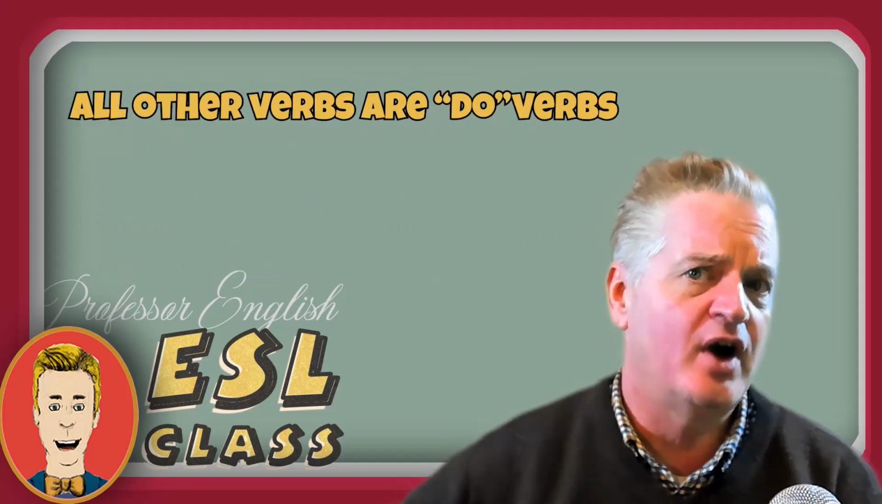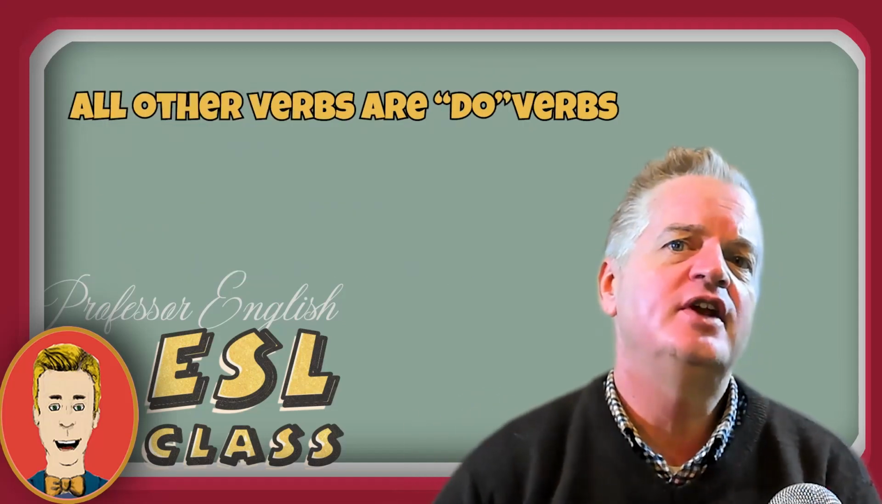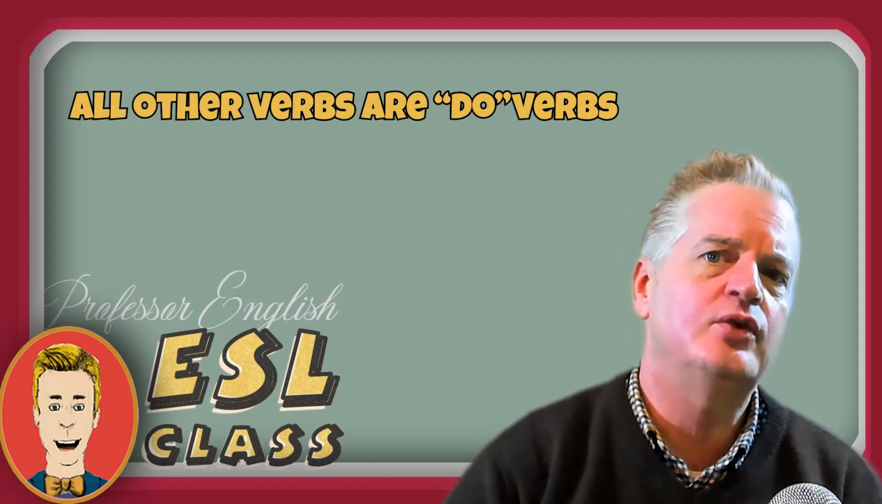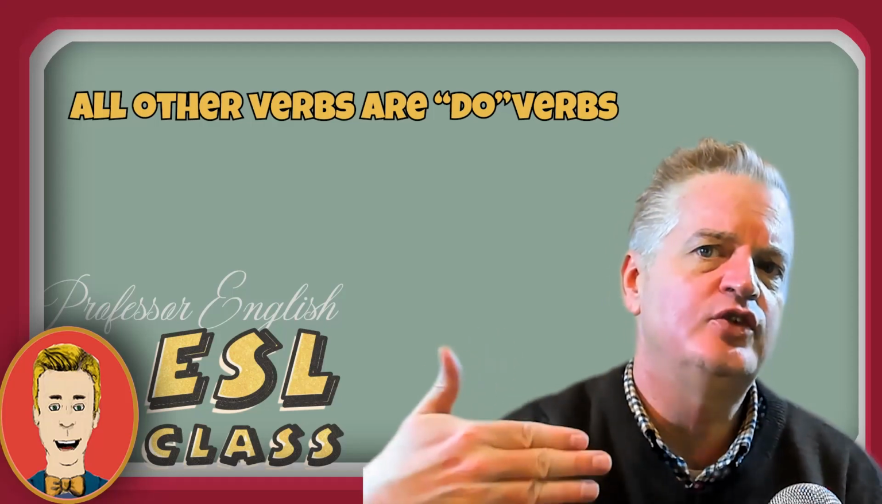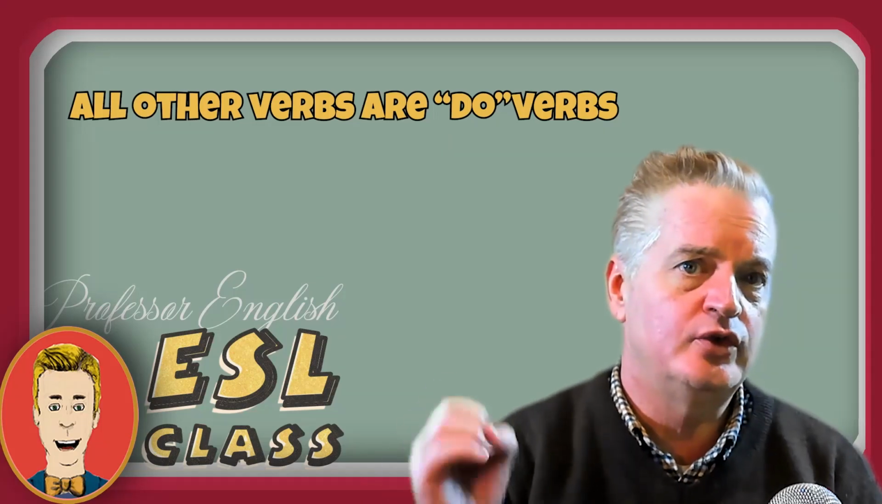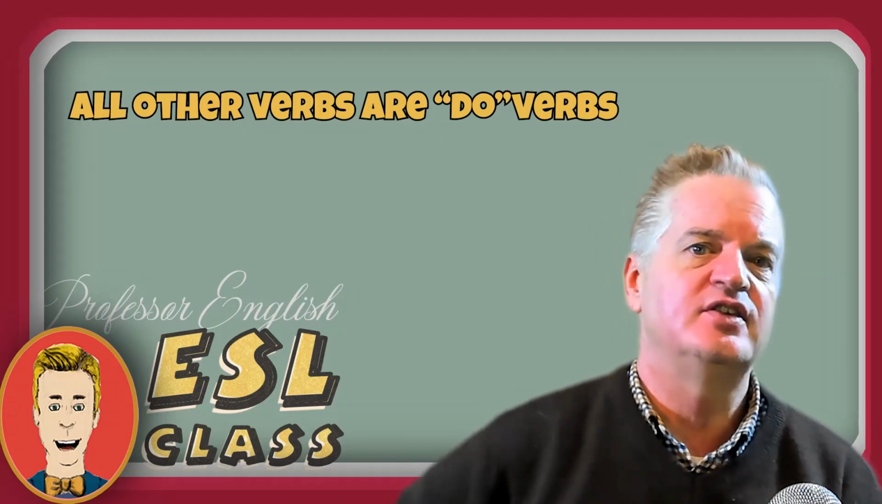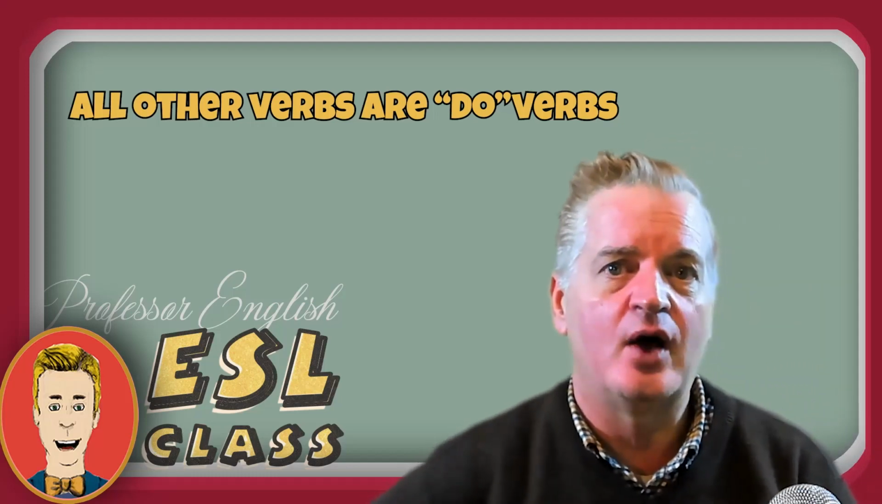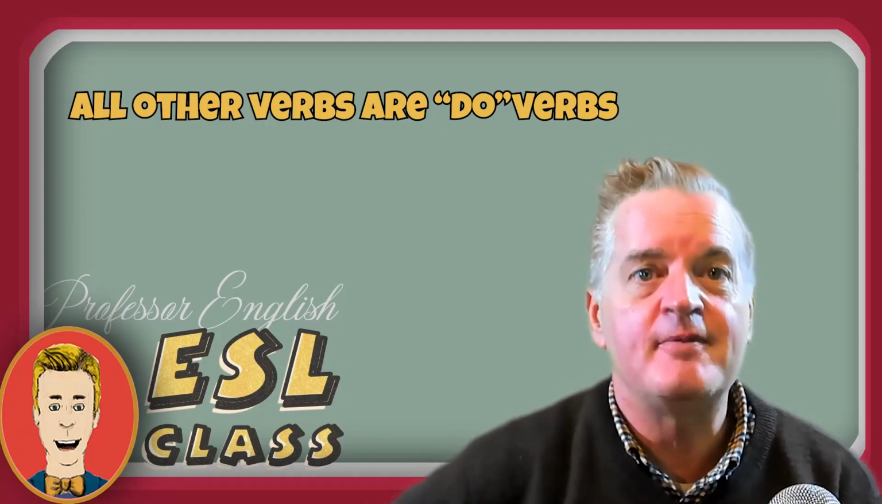All other verbs are do verbs, which means you need do to make a question. You need the phrase do not to make a negative. And you can also use do for special emphasis. Let's try some examples so we can understand how to use do for emphasis.